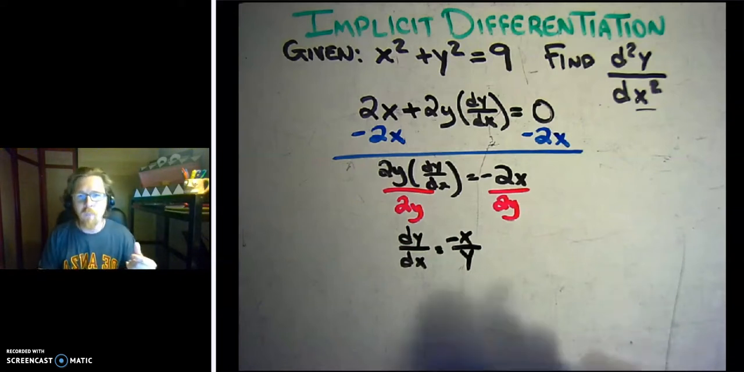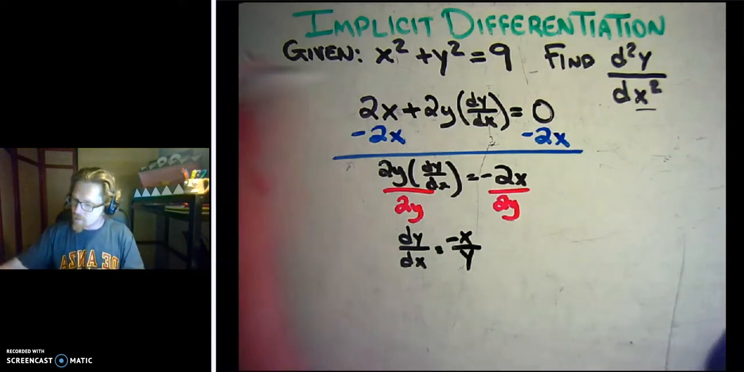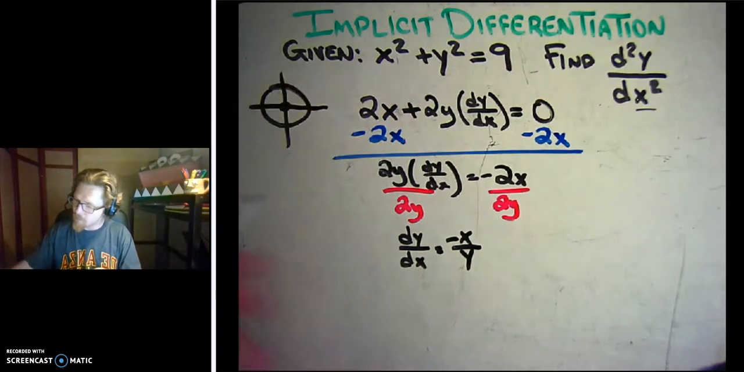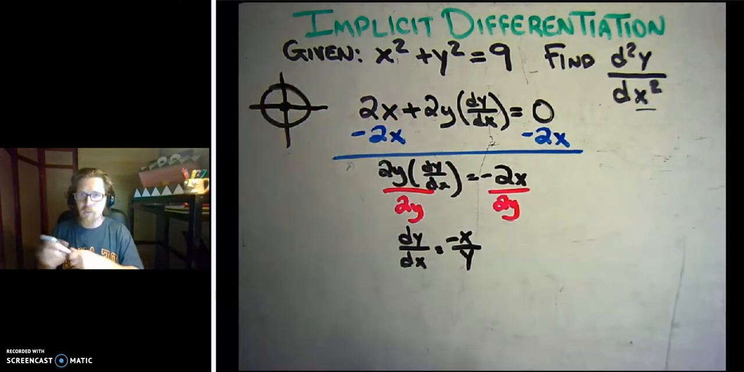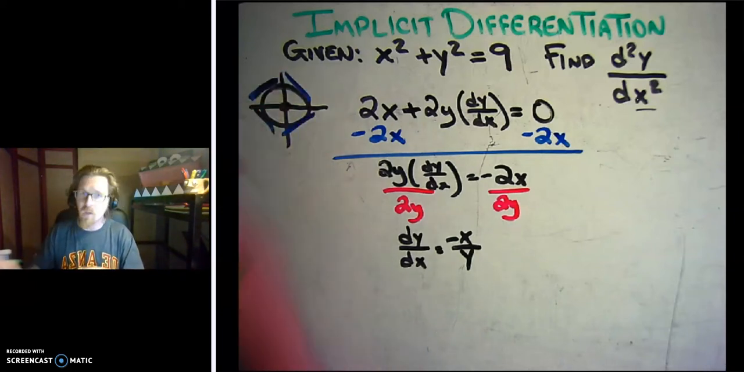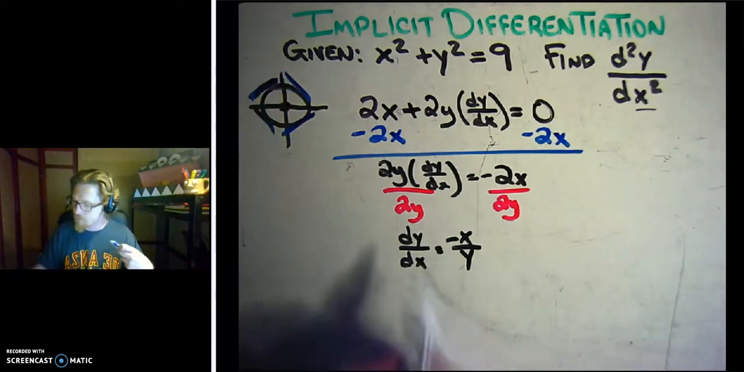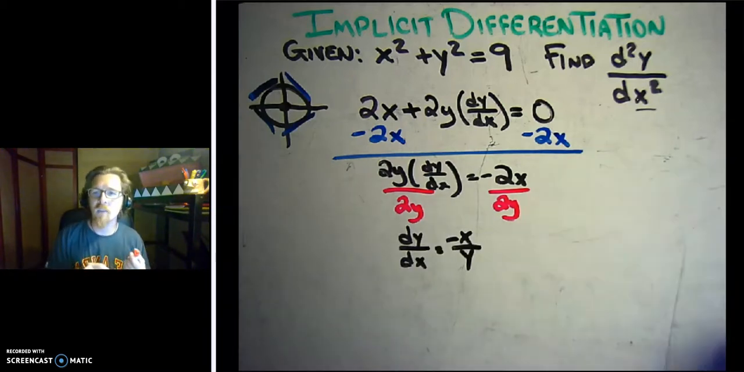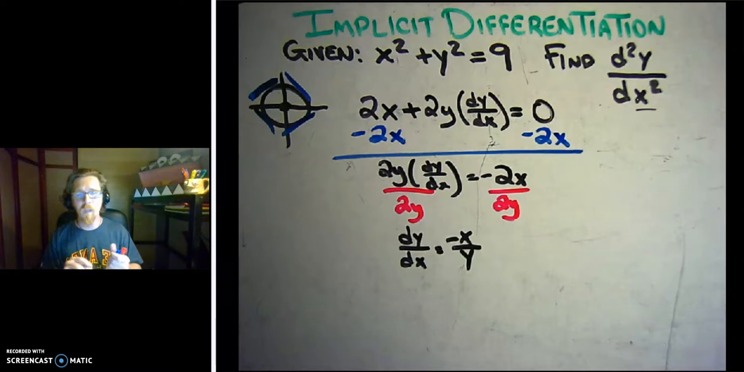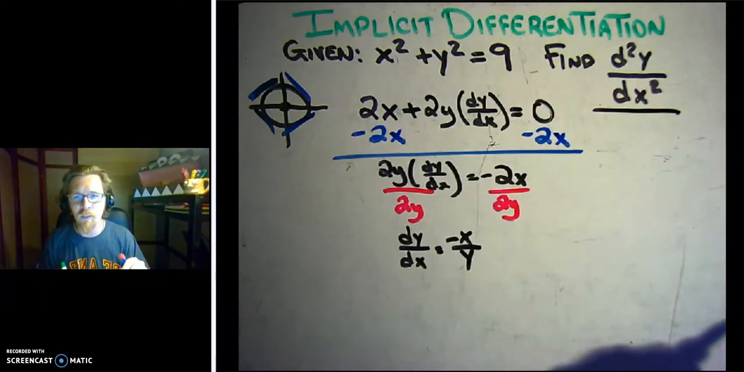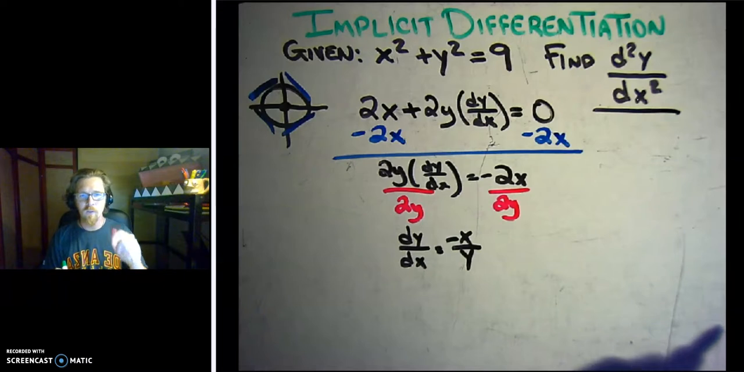So what this means is that given a circle with an origin center and a radius of 3, the derivative, or the slope of the tangent line at any point on this circle, has a value of negative x over y. So you tell me the point, I plug it in, and I can tell you the slope of that tangent line. But our question wants the second derivative of this circle.